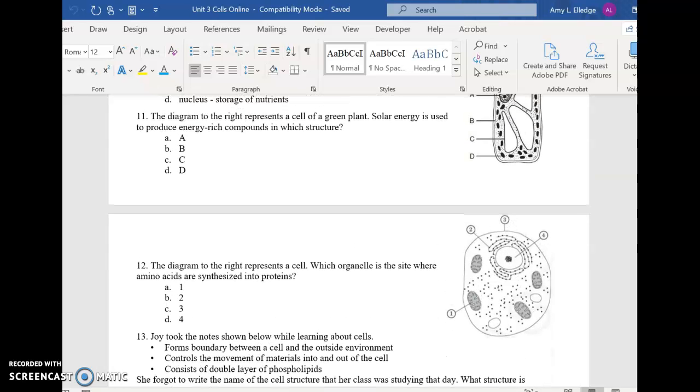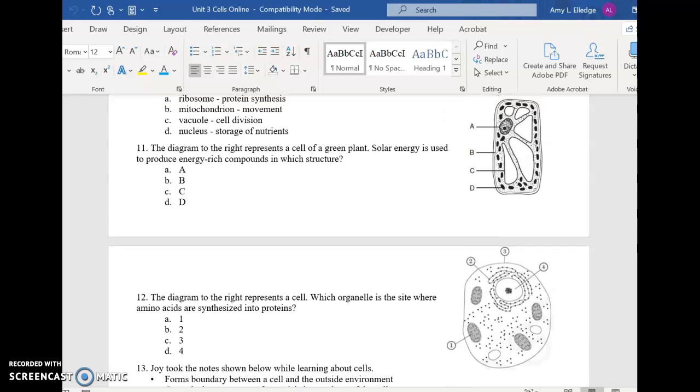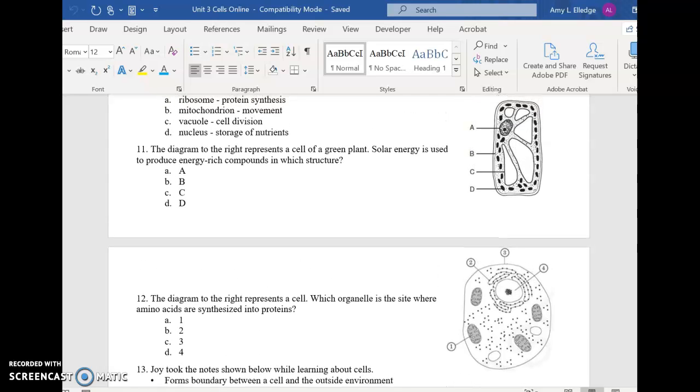Number 11, the diagram to the right represents a cell of a green plant. Solar energy is used to produce energy-rich compounds in which structure? So first of all, you need to know which organelle uses solar energy. That's from the sun, right?